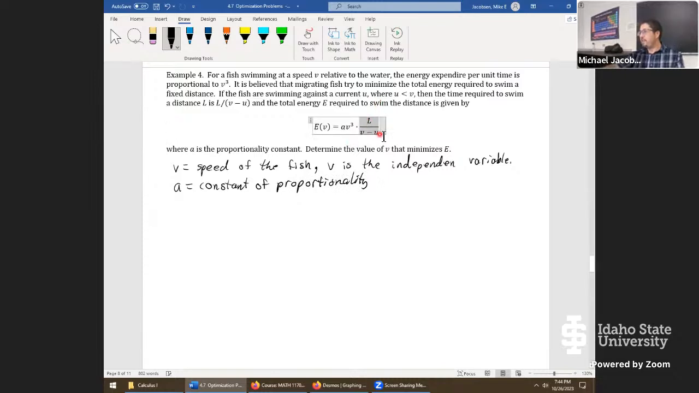That leaves this. What in the world is that? Let's see. The energy expenditure per unit time. When it said per unit time, they're talking about this. It's proportional to V cubed. That's the A times V cubed. Let's maybe pause right here and see if we can understand what in the world that's saying.